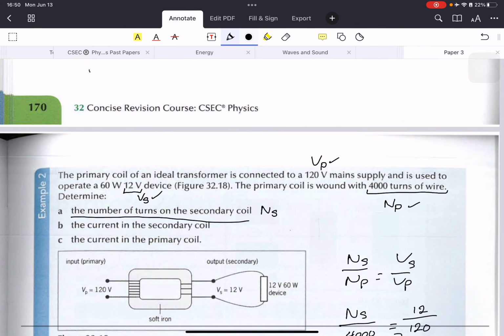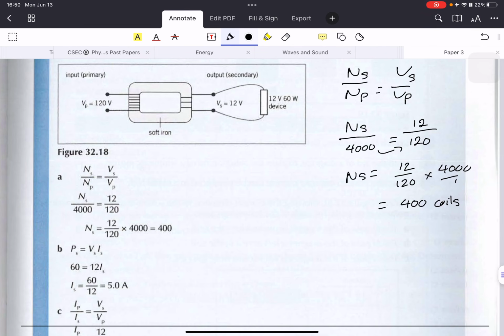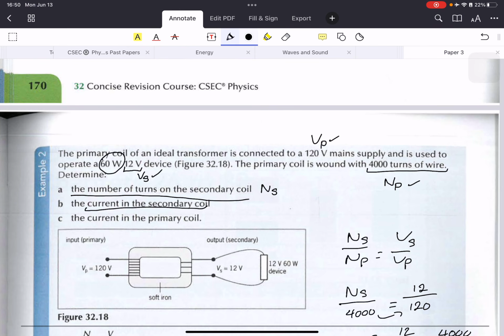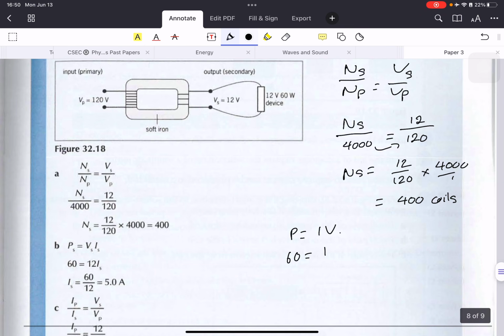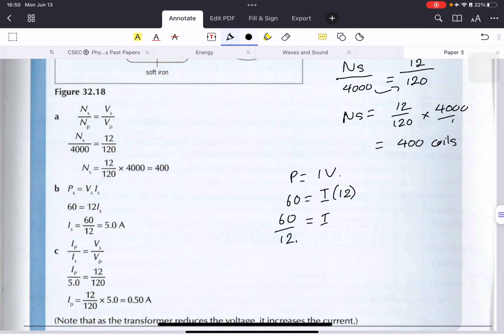Okay, the next step now is they want to find the current in the secondary coil. So this is very simple. From the electricity formula, we have P is equal to IV, right? So we know the power. The device is 60 watts, right? So 60 will be equal to I, and we know the voltage of the equipment, which is 12. So to find I, we just take the 60 and divide it by 12. So I, which is current, is 5 amps.